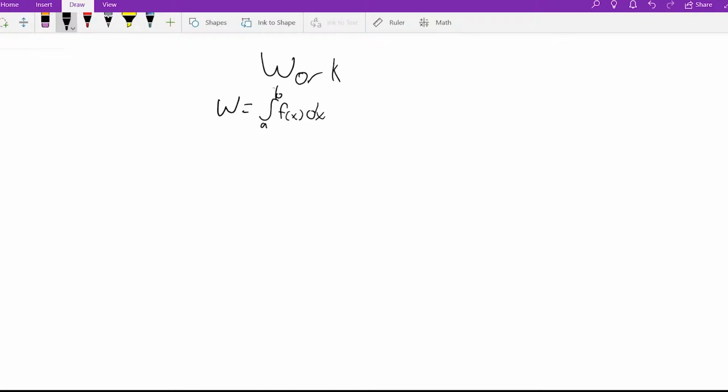So let's have an example. The natural length of one spring is 1 meter. We know that the work needed to stretch the same spring up to 2 meters is 50 newtons, 50 joules, sorry. How much work is going to be needed to stretch the spring up to 1.5 meters?